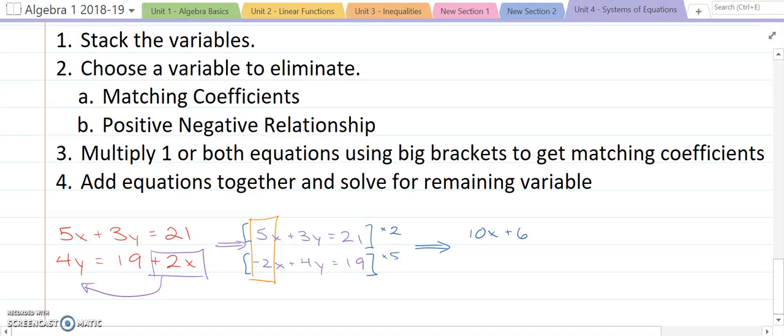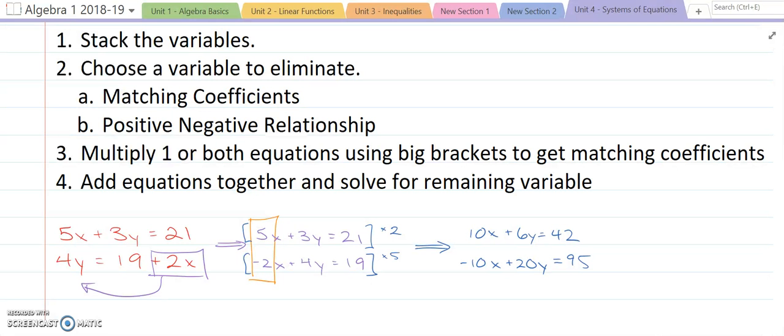10x plus 6y equals 42. Bottom one, negative 10x plus 20y equals 95. I pulled these numbers out of the hat. It doesn't matter what the numbers actually are.